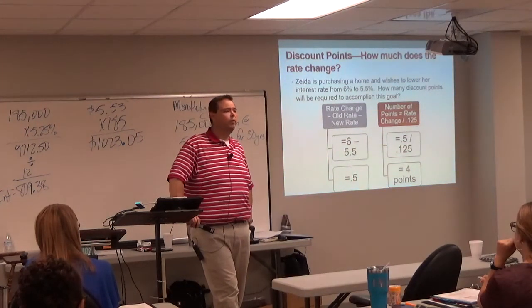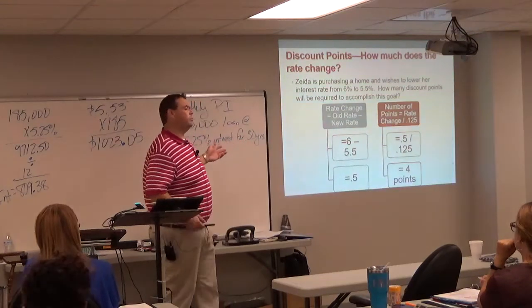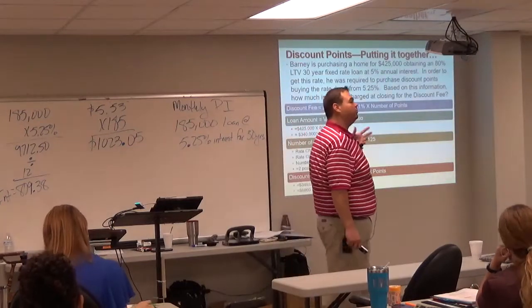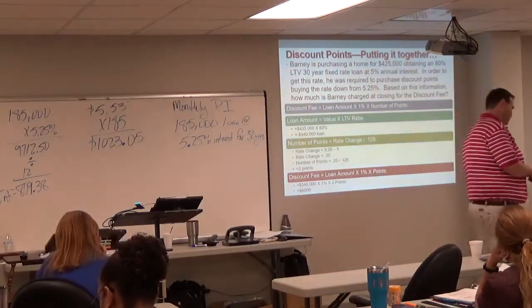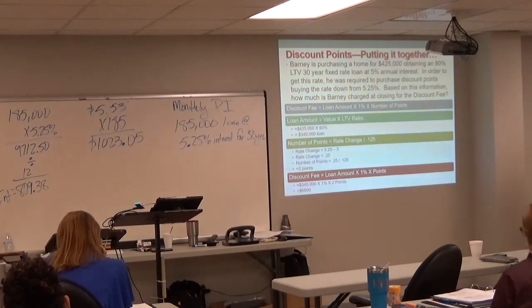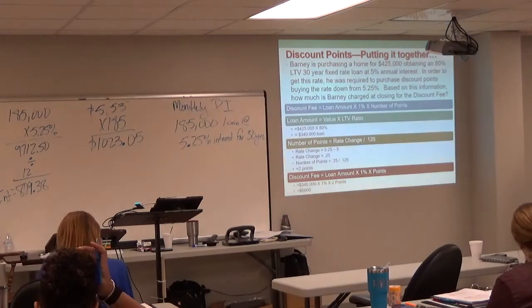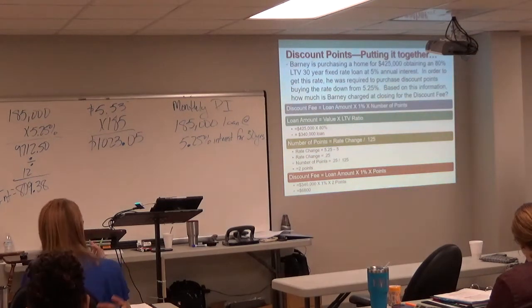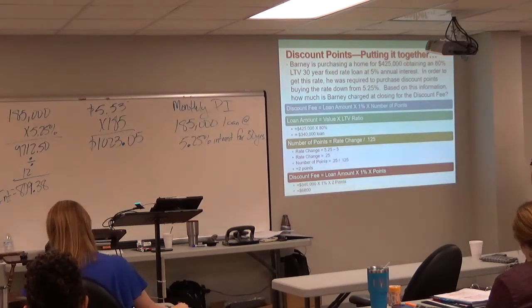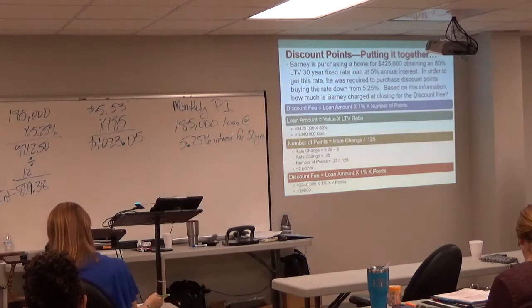Okay. Do you understand so far? So good on this? All right, so here's what an actual test question would look like. This is a great example of a discount point test question. It says Barney's purchasing a home for $425,000, obtaining an 80% loan to value, 30-year fixed rate loan at 5% annual interest. In order to get this rate, he was required to purchase discount points, buying the rate down from 5.25%. Based on this information, how much is Barney charged at closing for the discount fee?